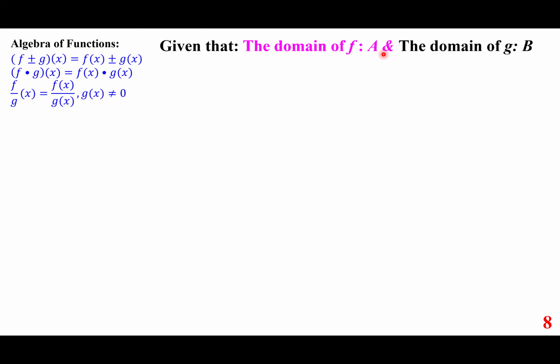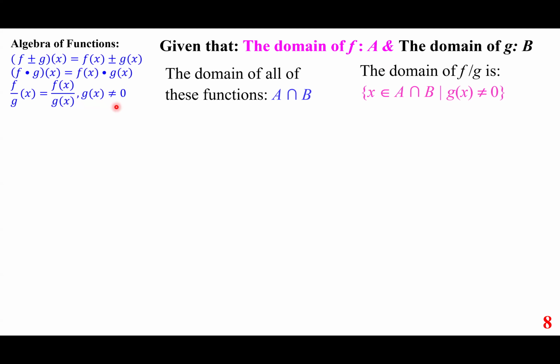Given that the domain of f is A and the domain of g is B, the domain of all of them would be their intersection. What works for both of them, not just one. Needless to say, this one, of course, is a little bit more limited. Aside from that, whatever makes G 0 is excluded. So the domain for this last piece is X, which is an element of A intersection B, given that G of X is not equal to 0.